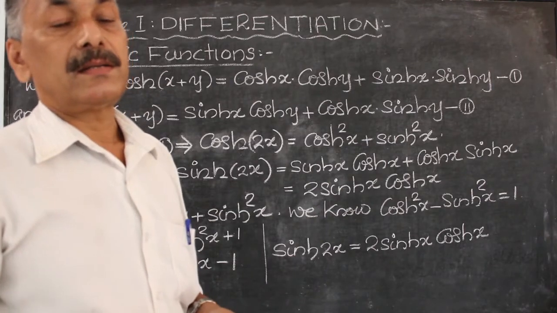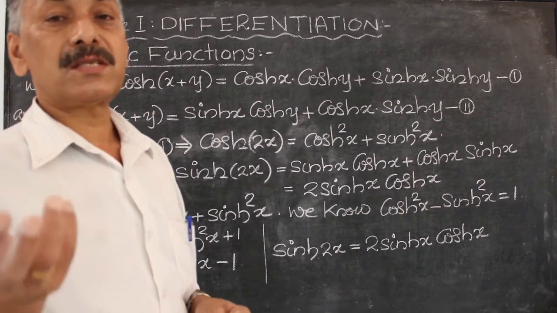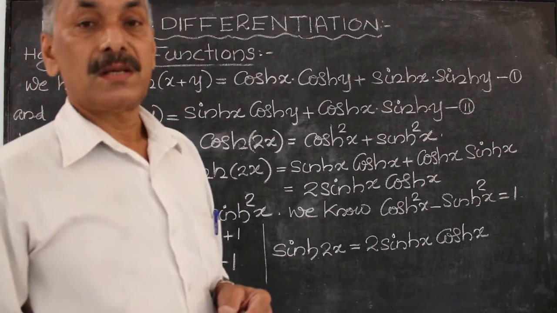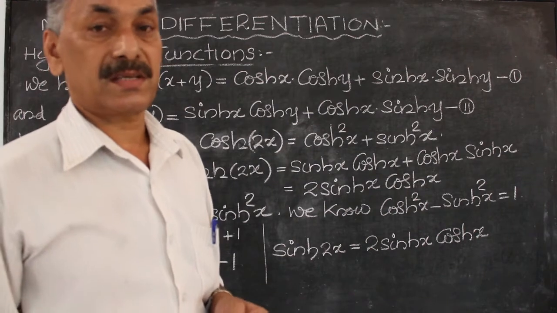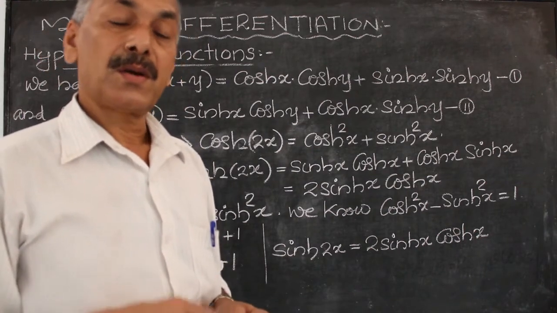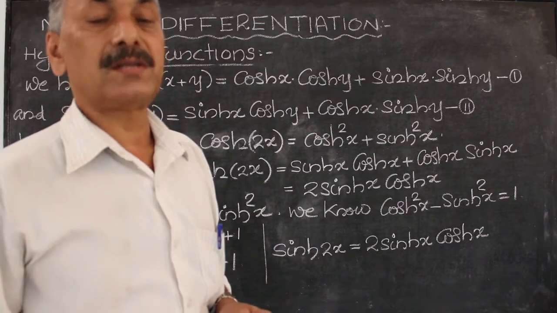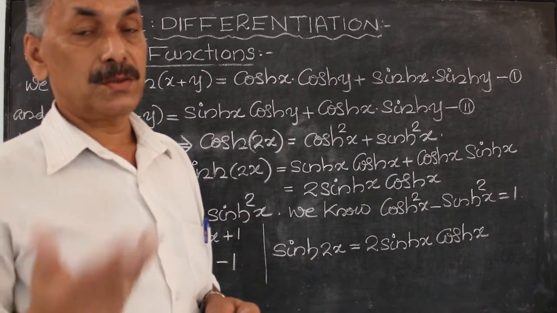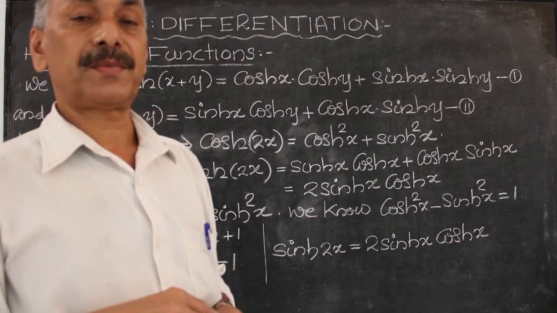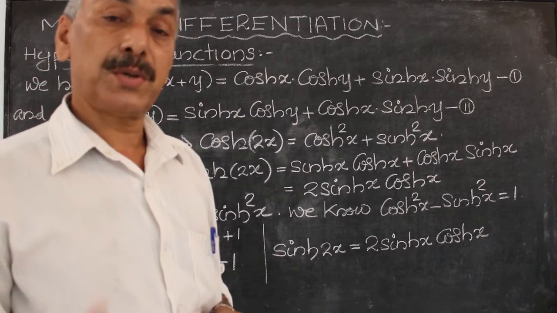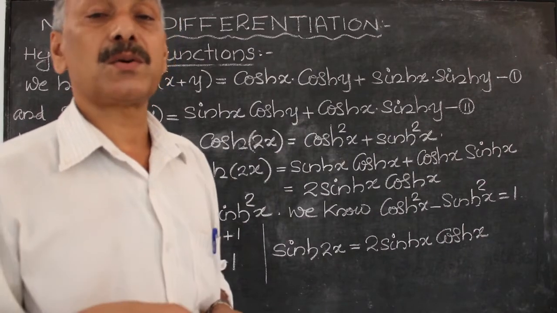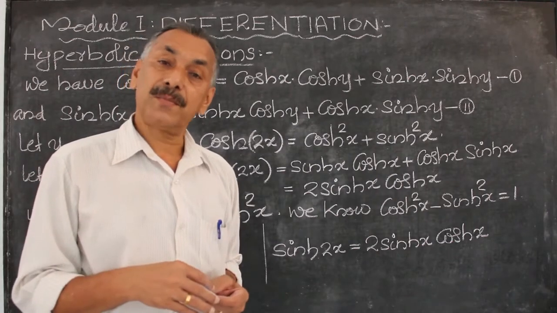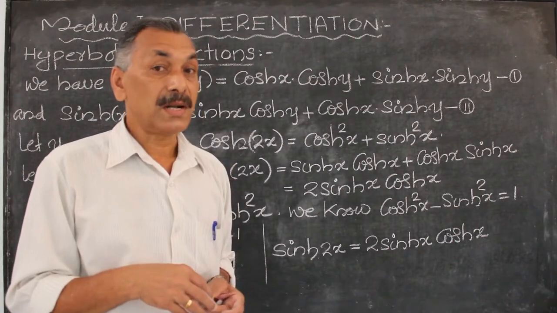Next we consider the values of hyperbolic functions for multiple angles, that is, what is the value of cosh 2x, sinh 2x, tanh 2x, etc. What is cos 2θ? cos 2θ is equal to cos²θ minus sin²θ, which is equal to 2cos²θ minus 1. Again, the value of cos 2θ is 1 minus 2sin²θ. And sin 2θ is equal to 2 sinθ cosθ. In the same way, what are the values of hyperbolic functions in the case of multiple angles?